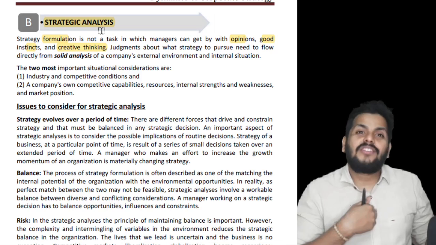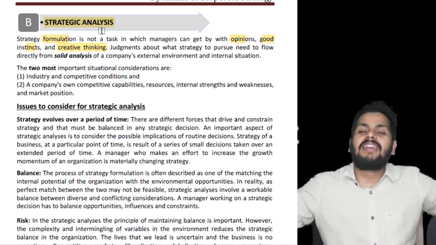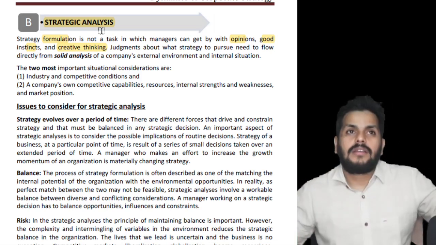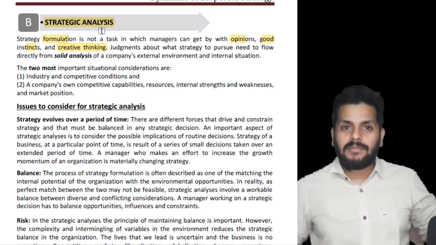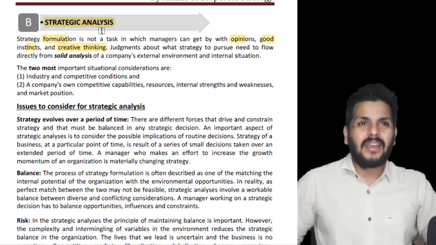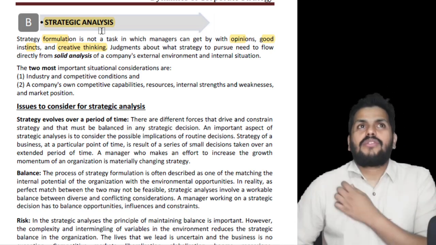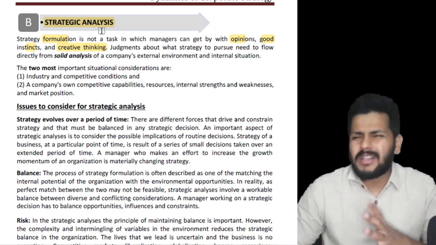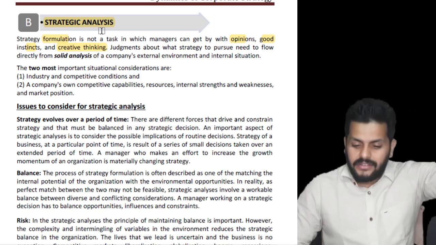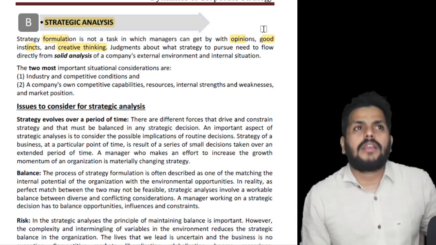Opinions, instincts, what is the other word? Creative thinking. No, sir, this is something that we want to try. We tried creatively. We don't need all that. Strategy suddenly is not something that you can borrow from anybody. So, opinions, creatively thinking about something, or you by yourself trying to do something with your own gut feel or instinct, by whatever name you call, it's not going to work. Very clear. It is not a task which managers can get with opinions, good instincts, and creative thinking.